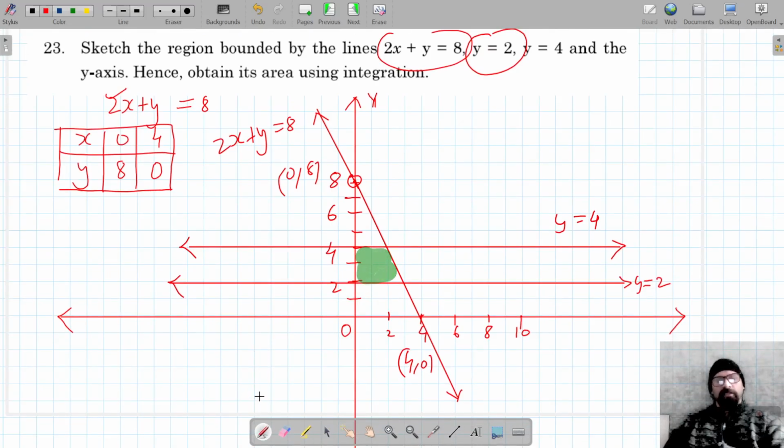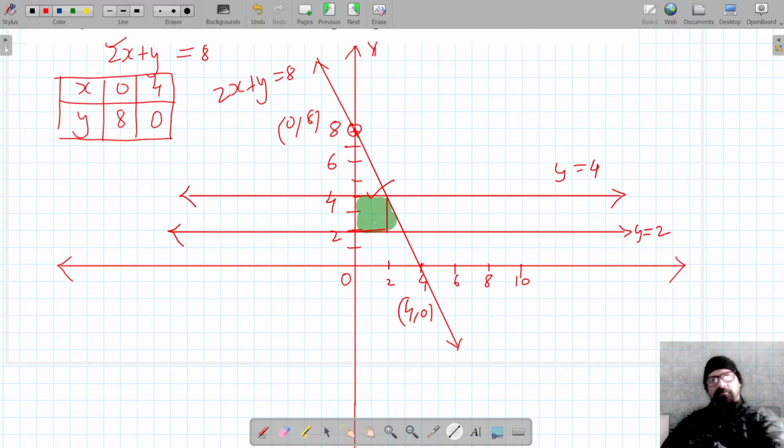So we have to find the area of this region, and this region is coming under the graph y is equal to 4. And okay, so if I draw a line like this, we have to use integration to find the area of this region. So if I have to find the graph using integration, let's find out the limit for this one.